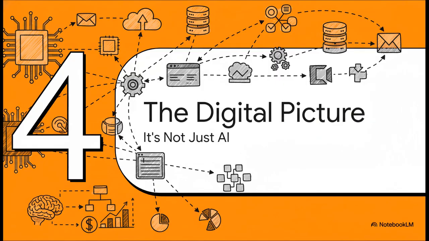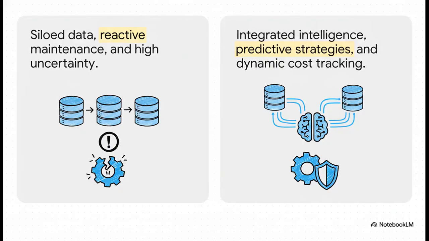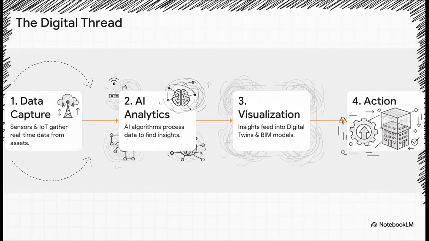But here's the thing. As powerful as each of these AI tools are on their own, that's not even the whole story. The real revolution, the thing that changes everything, is when AI gets integrated into a much bigger digital ecosystem. Think about it like this. The old way? Everything was siloed. Information was all over the place, totally disconnected. Maintenance was always reactive. You waited for something to break, and then you fixed it. The new way is all about integrated intelligence. We're talking comprehensive health monitoring of an entire system, predictive strategies to stop failures before they even happen, and dynamic, real-time cost tracking. This whole process is what people call the digital thread.